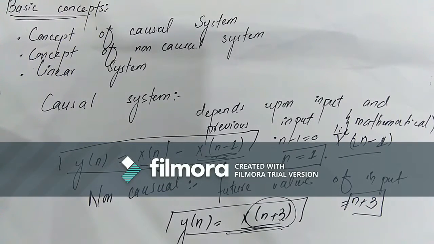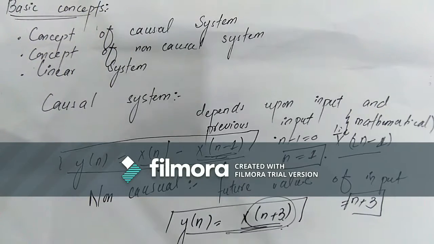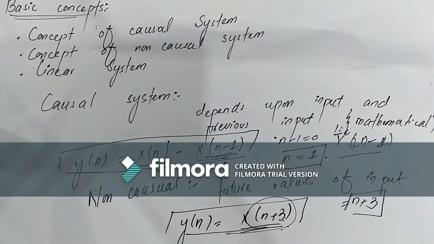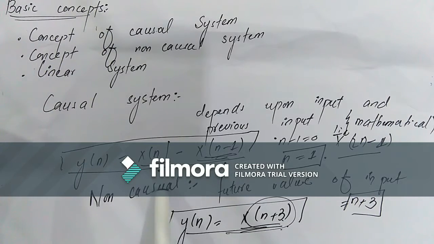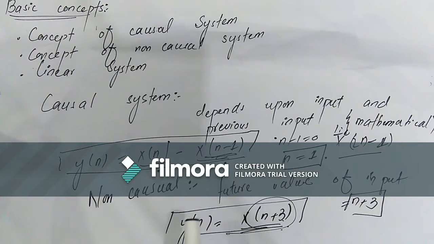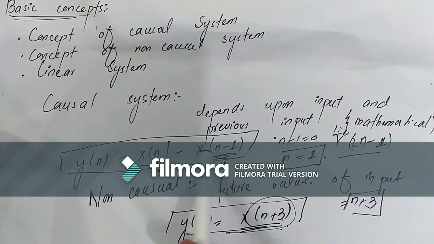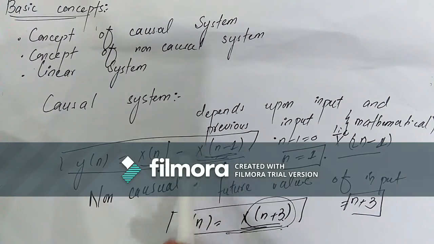Whenever we define a causal system, it is a system that depends upon the input and the previous value of input. What I mean by this is that it is a system that takes the previous value of input and depends upon it. If we express it in mathematics, it would look like this: y of n is equal to x of n minus x of n minus 1. We can clearly see that n minus 1 depends upon the previous value of input.